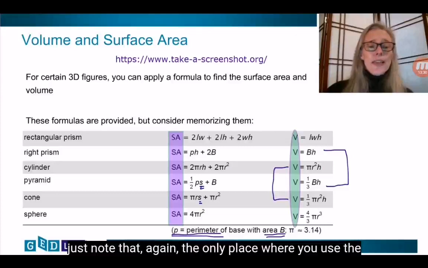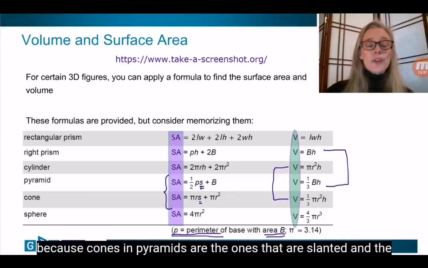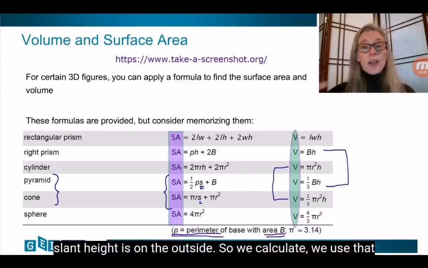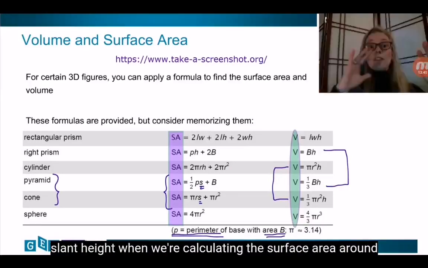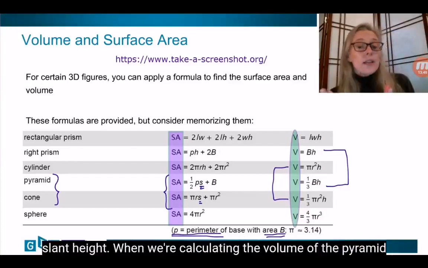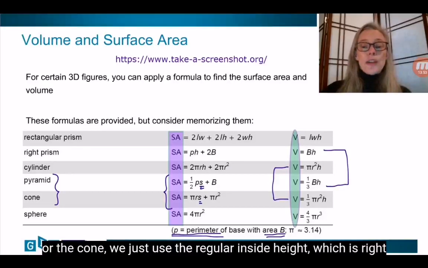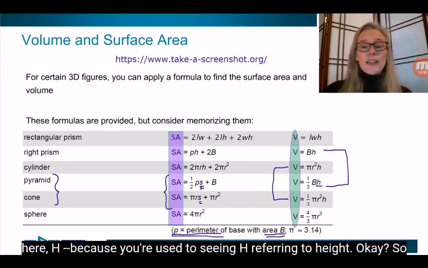Just note again that the only place where you use the slant height is to calculate the surface area of a cone and a pyramid, because cones and pyramids are the ones that are slanted, and the slant height is on the outside. So we use that slant height when calculating the surface area around the outside. When we're calculating the volume of the pyramid or the cone, we just use the regular inside height, H, as you're used to seeing H referring to height. That's a lot.